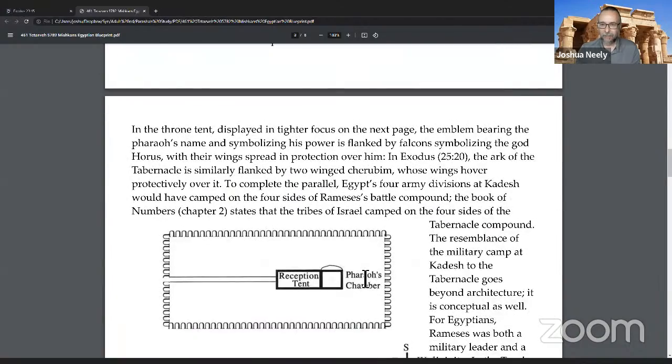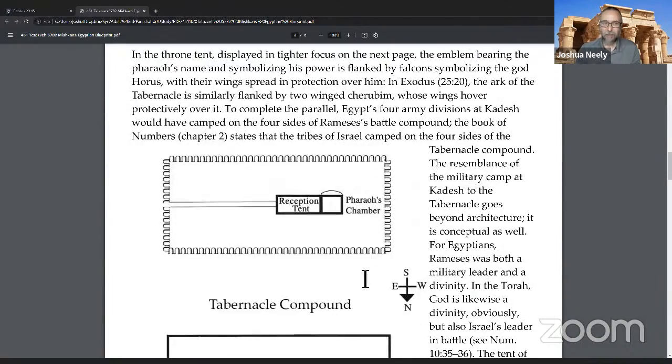And what is that similarity? In the throne tent, displayed in tighter focus on the next page, the emblem bearing the pharaoh's name and symbolizing his power is flanked by falcons symbolizing the god Horus, with their wings spread in protection over him. In Exodus, the ark of the tabernacle is similarly flanked by two winged cherubim, whose wings hover protectively over it.